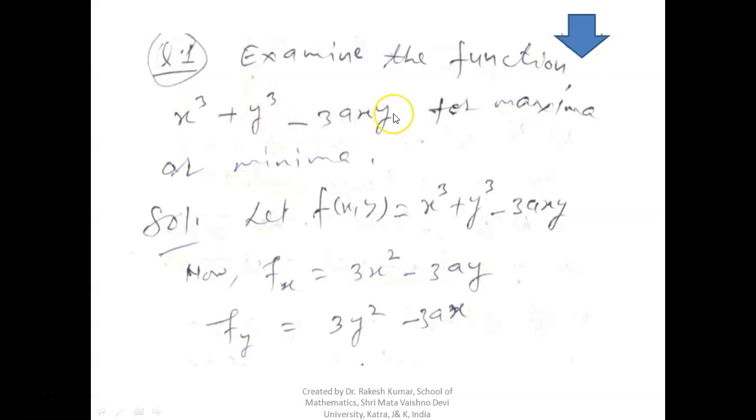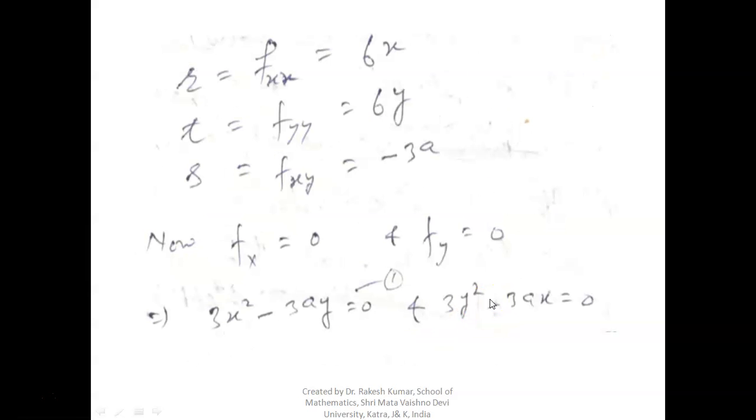This is the given equation of the curve, and we have to examine the maxima or minima. So let f(x,y) equal to this. So f_x is this and f_y is this, simply the partial derivative of this with respect to x and with respect to y. r is equal to f_xx, that is 6x, t is 6y, s is minus 3a. So f_x is equal to 0 and f_y equal to 0, giving me these two equations.